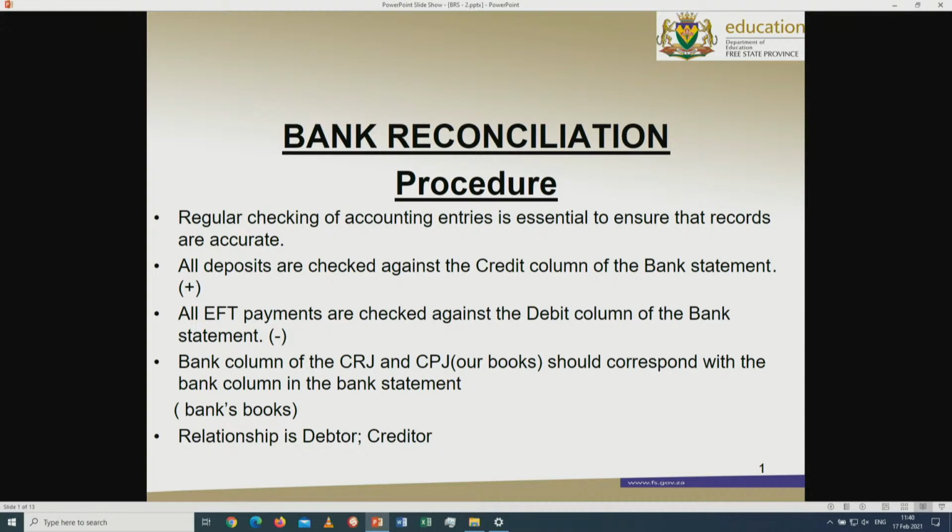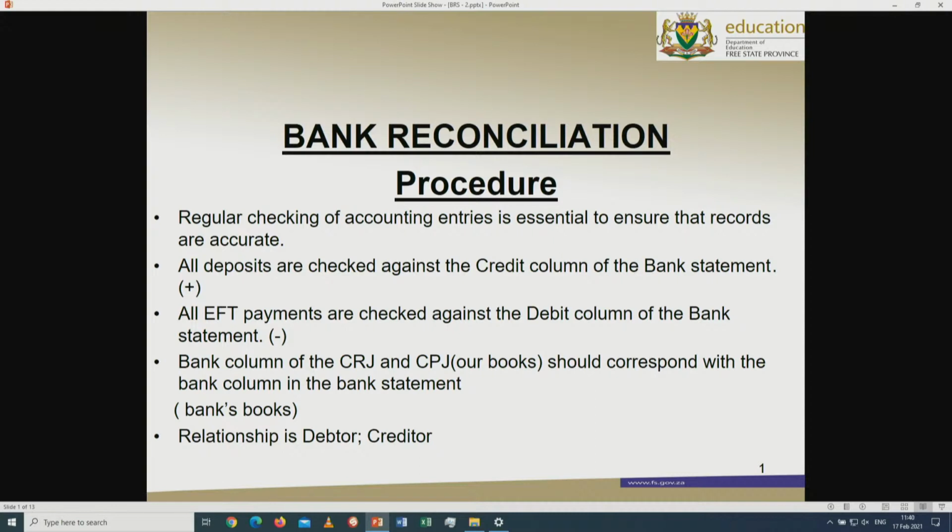So you start that process of comparing. If an item appears on the CRJ and also on the bank statement, you tick it off, then it's correct, no problem with that one. But all other figures that appear on the CRJ and not on the bank statement, you circle them so that you take such information into account. The bank column of the CRJ and the CPJ in our books should correspond with the bank column in the bank statement, which is the bank's books. So it must be the same.